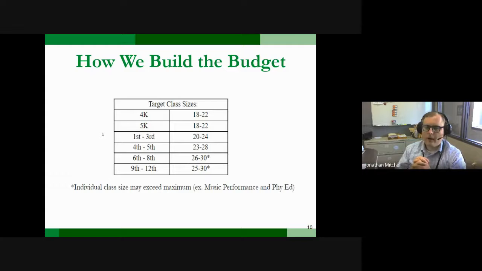So another one of our budgetary priorities is around class size targets. This is a document that the board reviews annually and provides feedback. When the district looks at opening up open enrollment seats for the following year, the district will look to open up seats if we are below minimum class size targets.